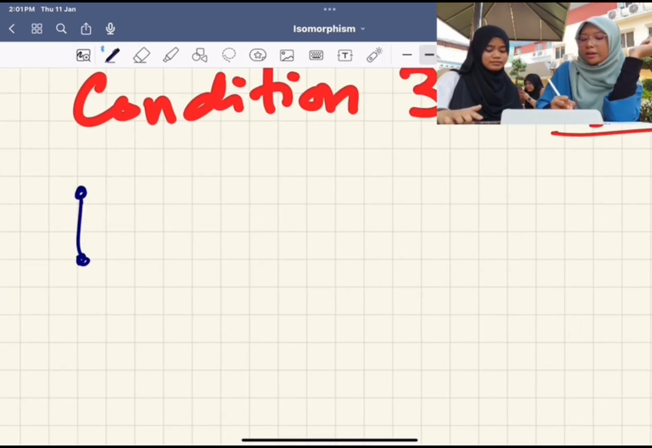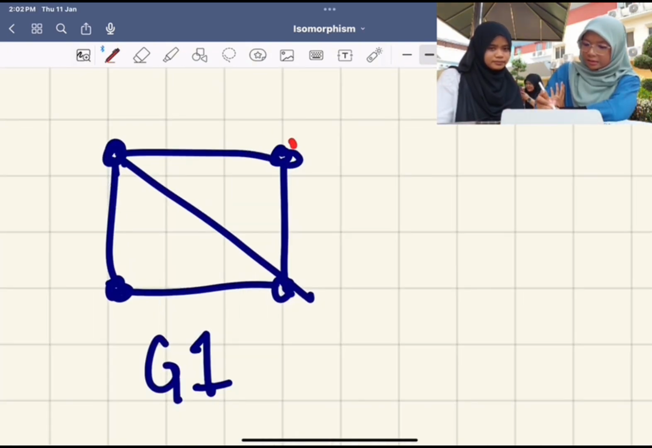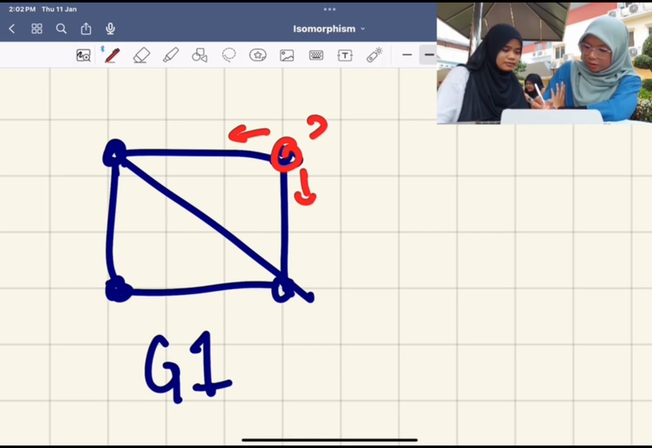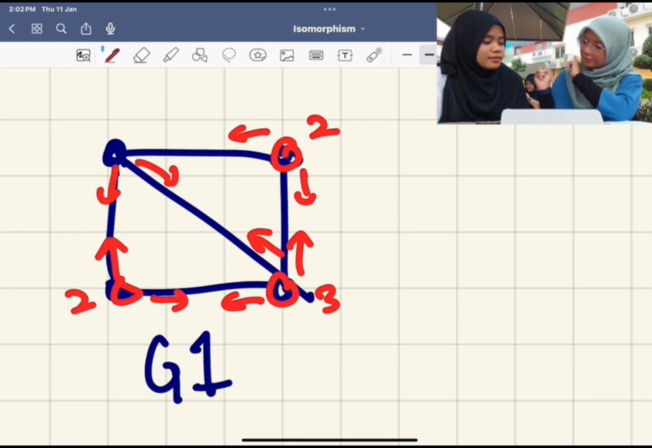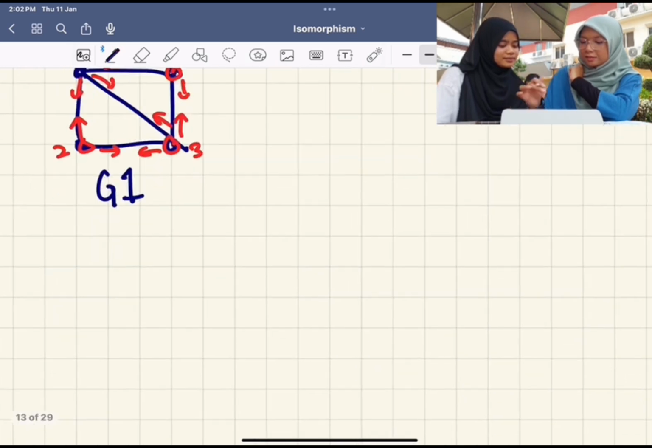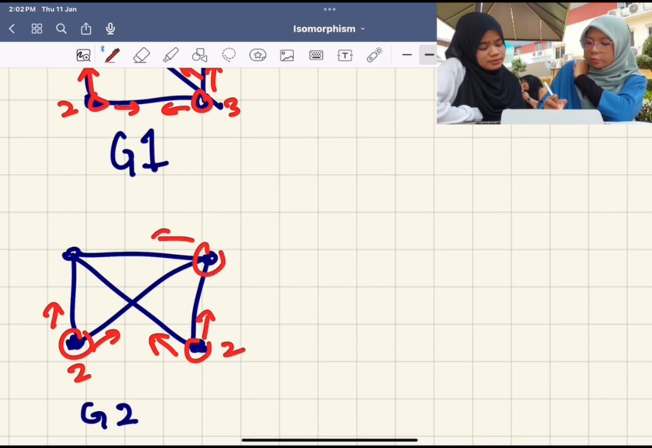So let's move on to the question. We have graph 1, G1, which is this one. For this vertex there is 1, 2. This vertex is 1, 2, 3. This vertex is 2. And this vertex is 3. Right? Yeah. So for G2, we have 1, 2. This one we have 1, 2. This one we have 1, 2, 3. This one we have 1, 2, 3.